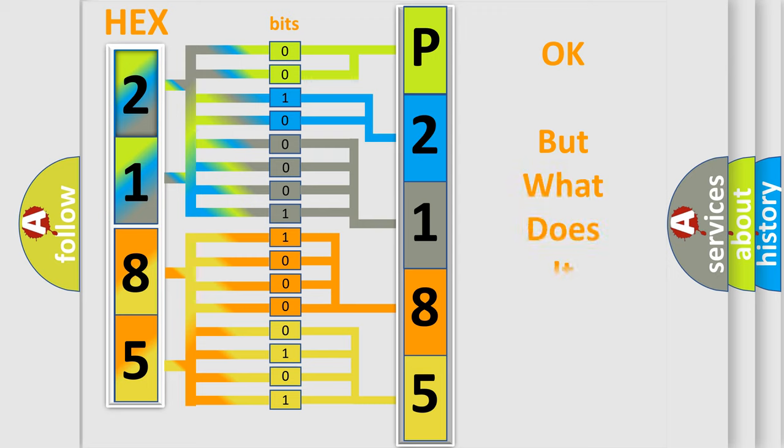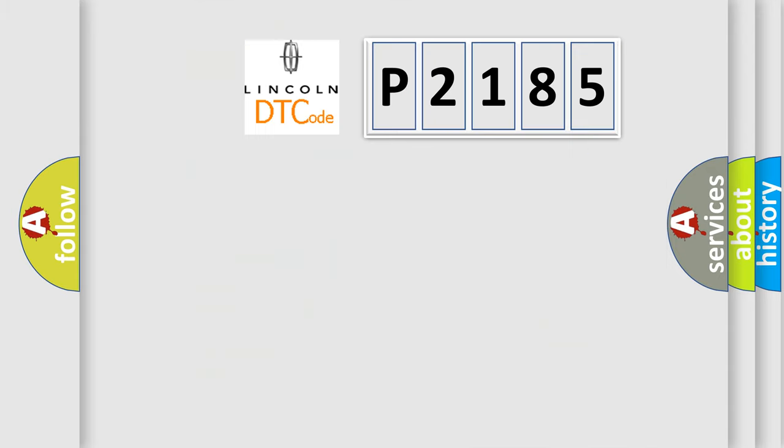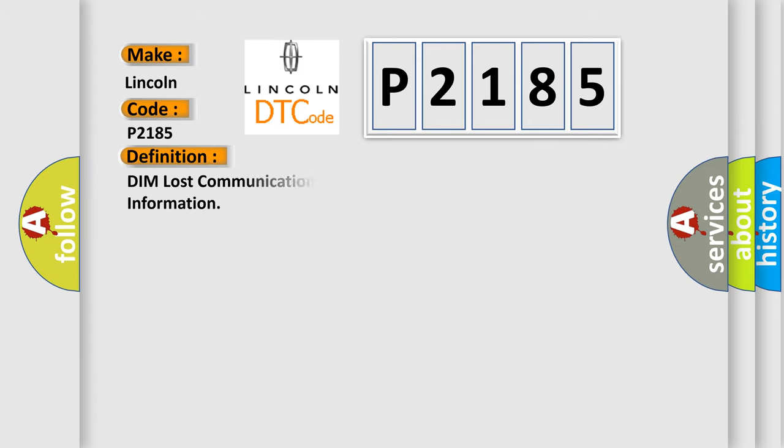The number itself does not make sense to us if we cannot assign information to what it actually expresses. So, what does the Diagnostic Trouble Code P2185 interpret specifically for Lincoln car manufacturers? The basic definition is: DIM lost communication with trailer module TRM, general failure information.